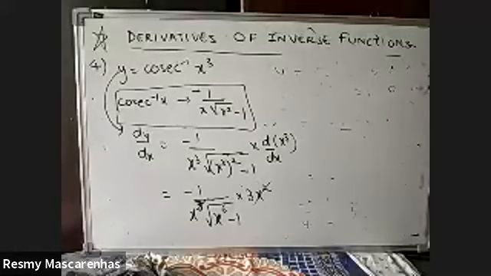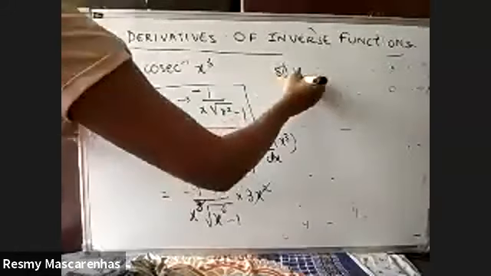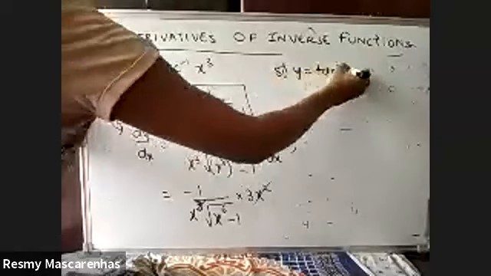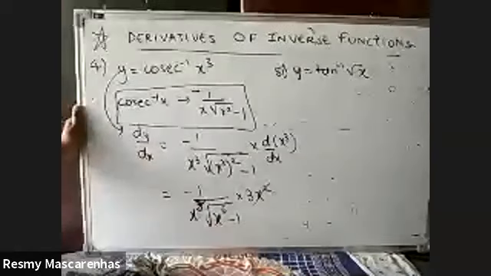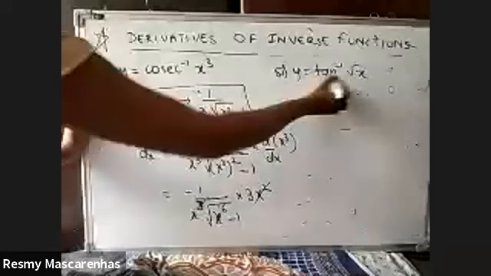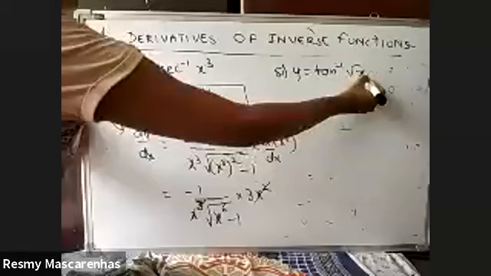Same way, now try the fifth one. Tan inverse of root x. So what is derivative of tan inverse x? 1 upon 1 plus x square. So instead of x, what is there? Root x. So same you write.